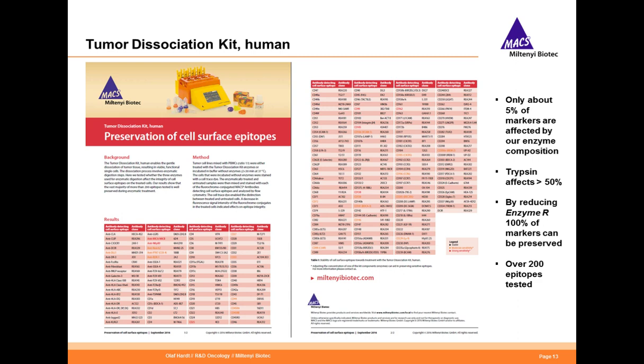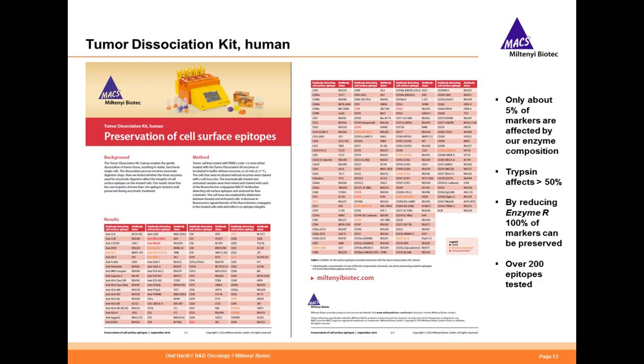The idea behind that is really that researchers planning an experiment and designing their panels can look beforehand if their markers, their cell surface epitopes, will be affected by the enzymes, and not learn it the hard way by seeing, oh, my cell population is gone, I cannot detect it anymore. So you can just download these lists from our webpage, and then you can design your panels based on this. As you see, only about 5% of the markers are actually affected by our enzyme composition. When you compare this to trypsin or other very aggressive enzymes like dispase or papain, usually more than 50% of the epitopes are affected.